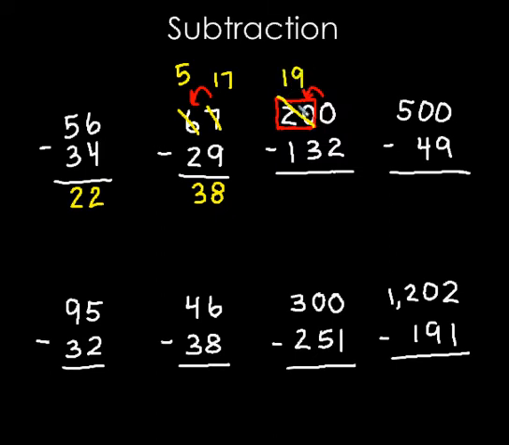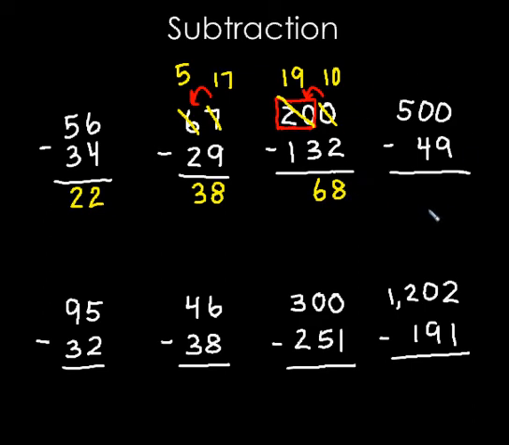20 minus 1 is 19. Anytime I borrow 1, I'm going to add 10. 0 plus 10 is equal to 10. Now I can subtract because I can do 10 minus 2, 9 minus 3, and 1 minus 1. 10 minus 2 is equal to 8. 9 minus 3 is equal to 6. And 1 minus 1 is equal to 0.